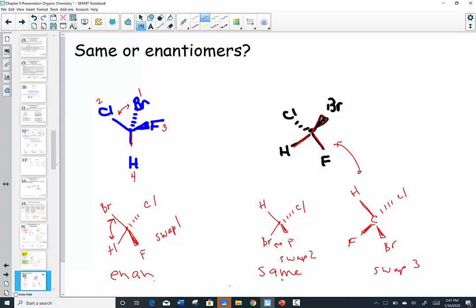So enantiomer, same, enantiomer. After 3 swaps, we determined that those are non-superimposable mirror images. Woo, we did it. I feel accomplished. How about you?